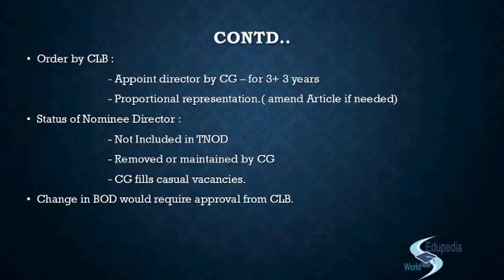Then, when the entire procedure is being undertaken, the central government also has the power to issue some directions to the company. So what are they? They could ask the company to change the existing auditor. They would ask the company to retire or remove the existing auditor and appoint a new auditor in their place. The second thing is they would also require the company to alter its articles as per the requirement of CG.